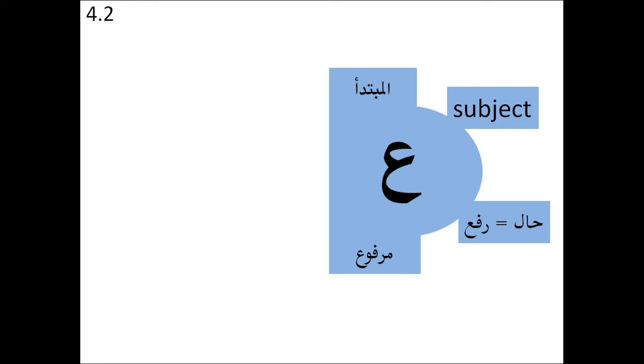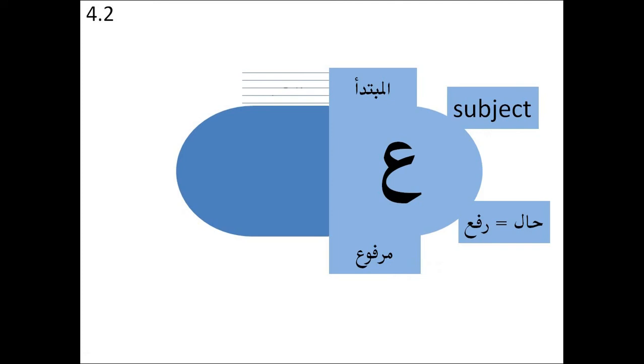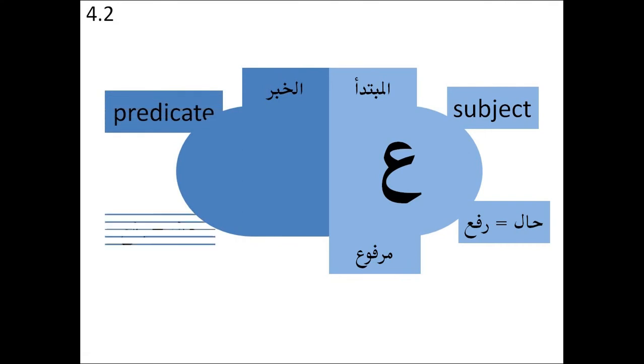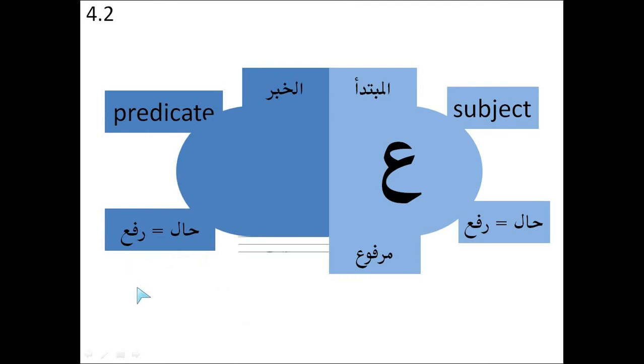Now let's look at the second word that makes part of this sentence. That's the B word. We call this al-khabar, or the predicate. And the hal of the predicate is also always rafa' if it is a single noun. And the word itself is marfu'. And as a short form, we use the letter ayn.